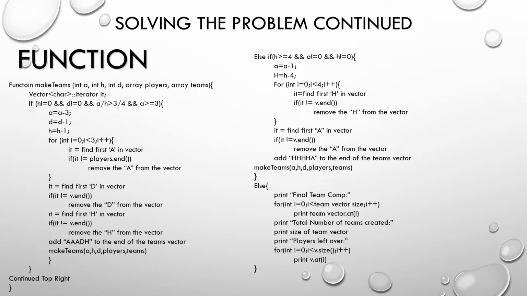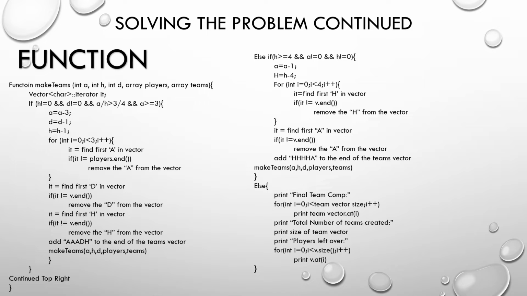We're just using a for loop for the A, so it's faster. You can do all 3 of them. It'll look for the first A in the players vector, and it'll drop that value. It'll do that 3 times. It'll drop the first D, and then it'll drop the first H. And then once we remove the H, we add AADH, so 3 attackers, 1 defender, 1 healer, to the teams vector, and then it'll be a recursive function, so it'll run make teams again, and we'll go back to the top.